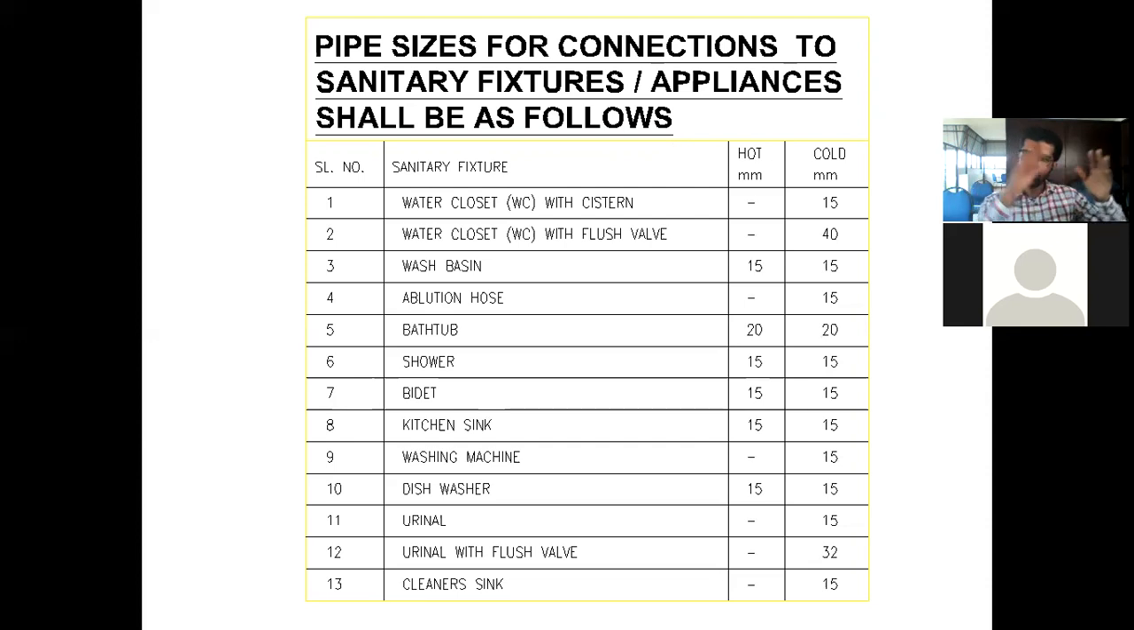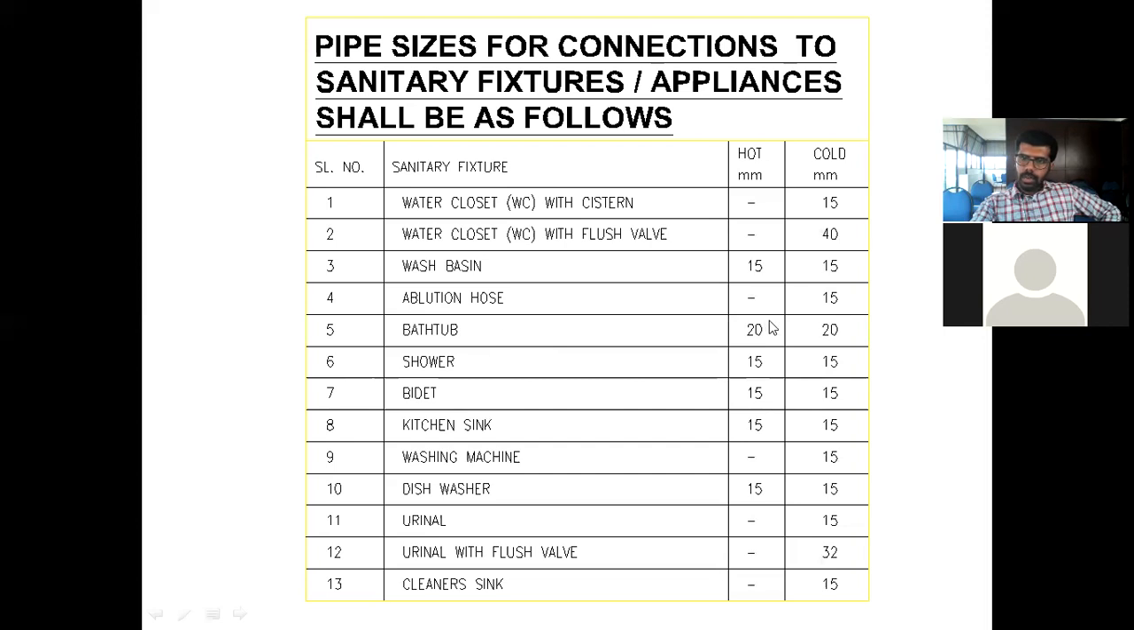Then flush valve means we are not having any piston, so there won't be any tank for the water closet. We will be having a flush valve only. In that case, this will have to be a 40 mm pipe. For wash basin, it can be 15 mm. Ablution hose, normal hose, you can give 15 mm.